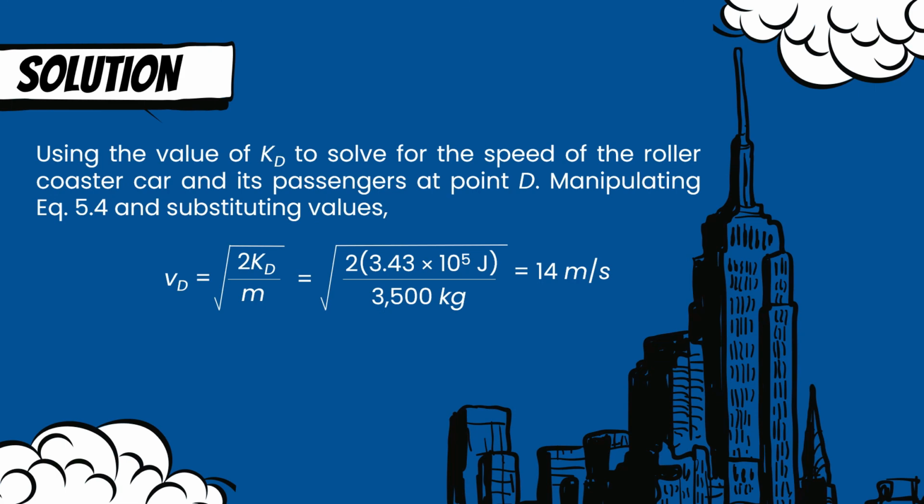Using the value of K sub D to solve for the speed of the roller coaster car and its passengers at point D, manipulating equation 5.4 and substituting the values, V sub D, which is equal to the square root of 2K sub D over M, is now equal to the square root of 2 times 3.43 times 10 raised to 5 joules, all over 3,500 kilograms, and that yields 14 meters per second.